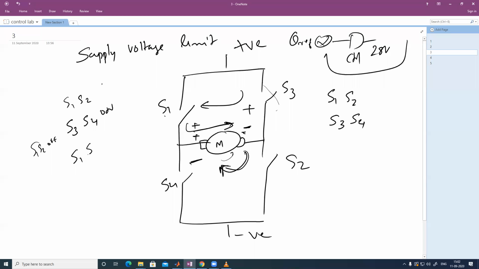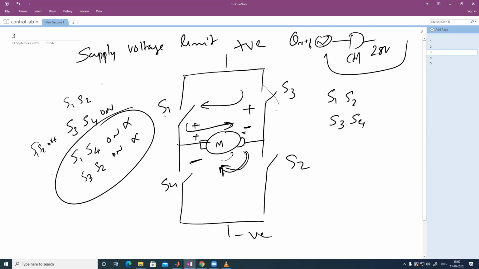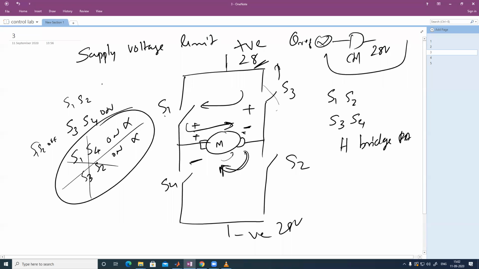S1, S4 and S3, S2 on is never possible for such power amplifiers, because it will short circuit this plus 2 minus. So this is not possible for this H bridge power amplifier configuration. These two values are not possible. So here you are giving only 28 volts, but the theta reference is more than that. It cannot supply practically.